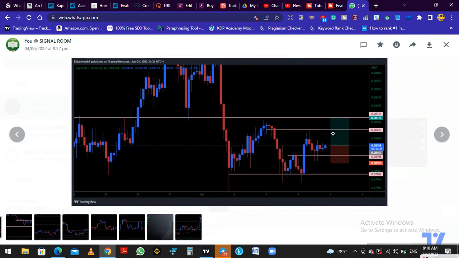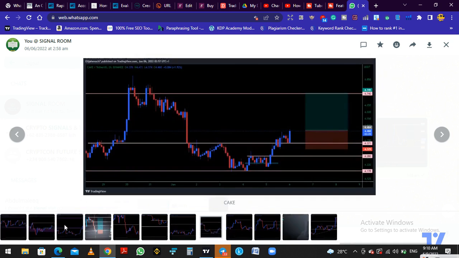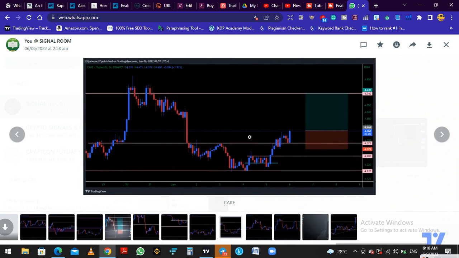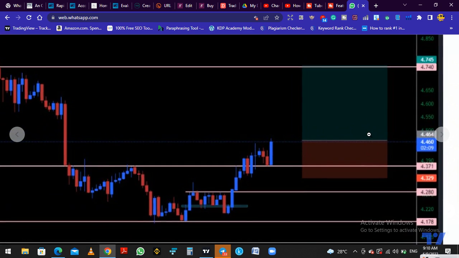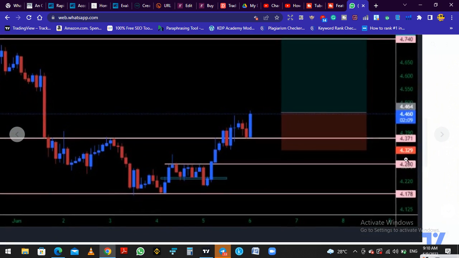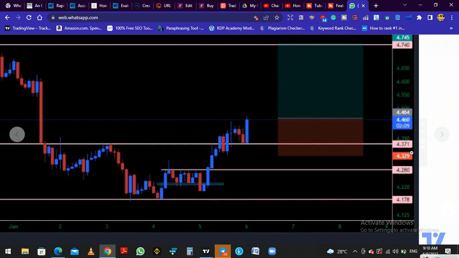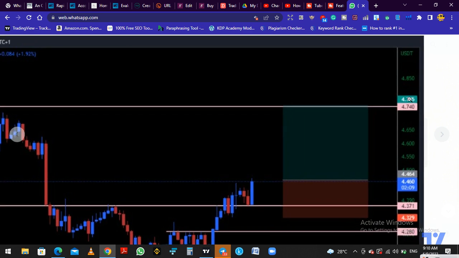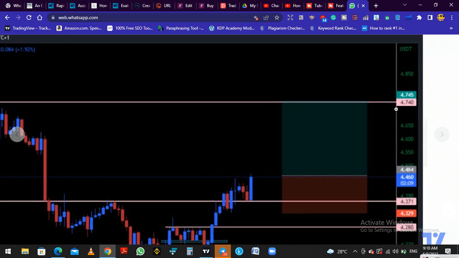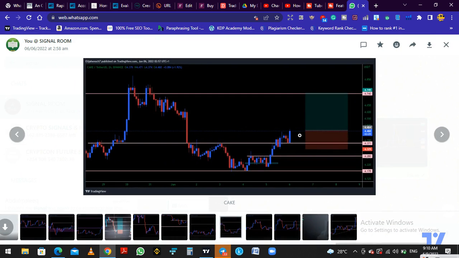Let me give another example again to confirm more for you. Is that one again? You can see it means what? Buy at the current market price. Stop loss at 4.329. Your final take profit level will be at 4.740. So it is very easy and very simple. I hope it's clear enough for you guys.